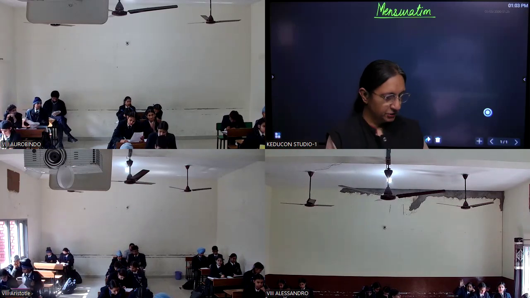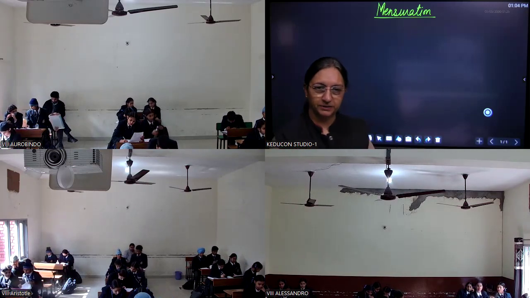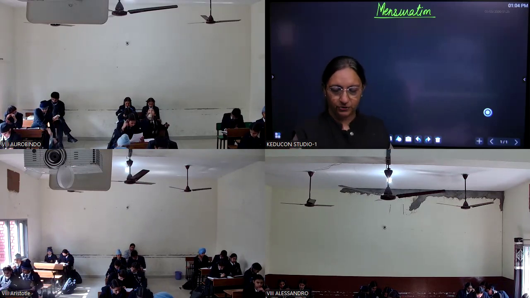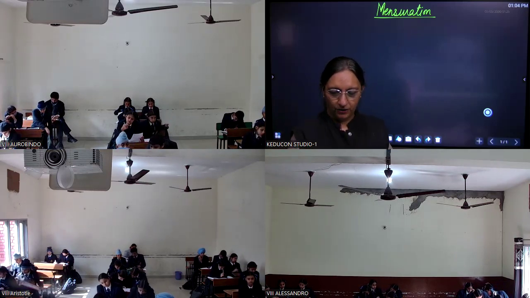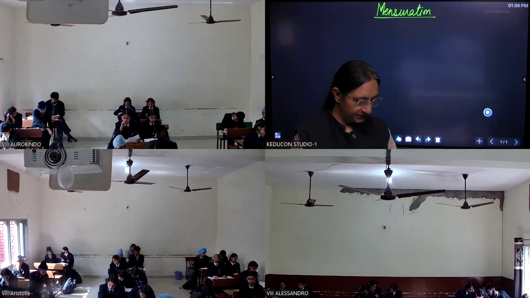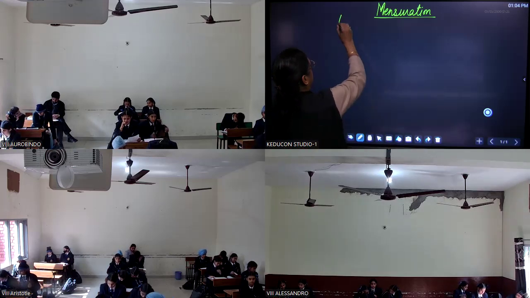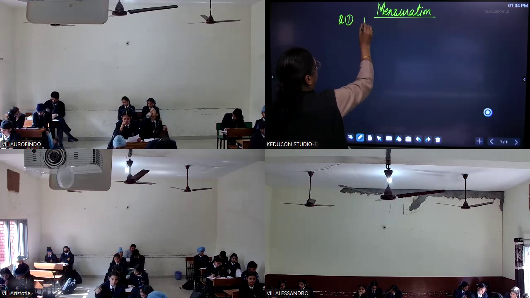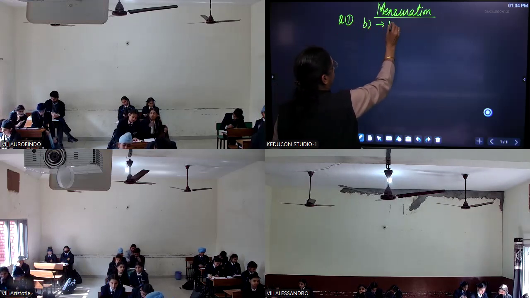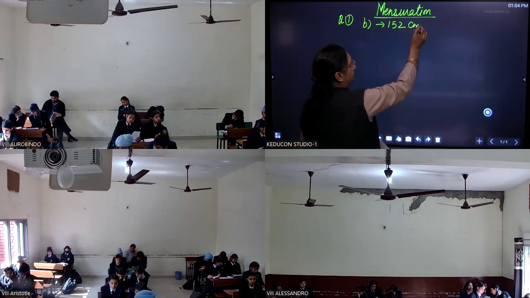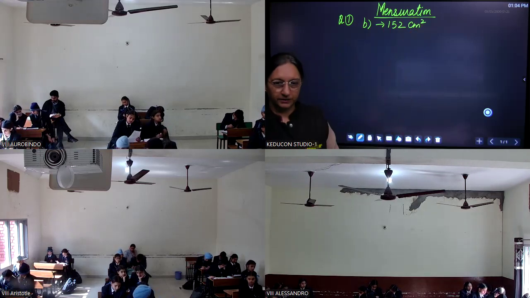Question number 1, MCQ question. We drew this trapezium figure, in which two parallel sides were given to you, 25 and 13, and the non-parallel sides were each equal to 10 centimeter. Last time we did, and its option was coming out to be B option. It was 152 centimeter square. Let us start with B.